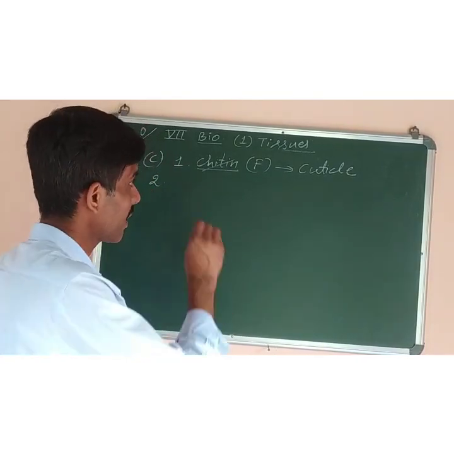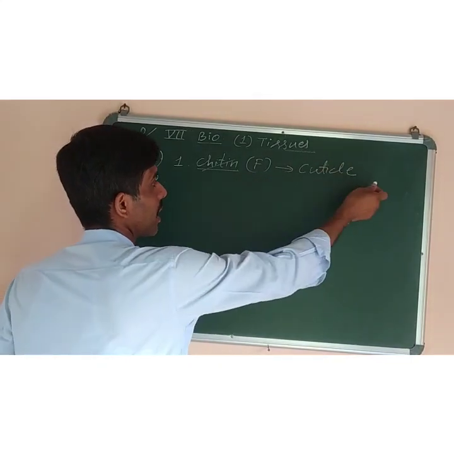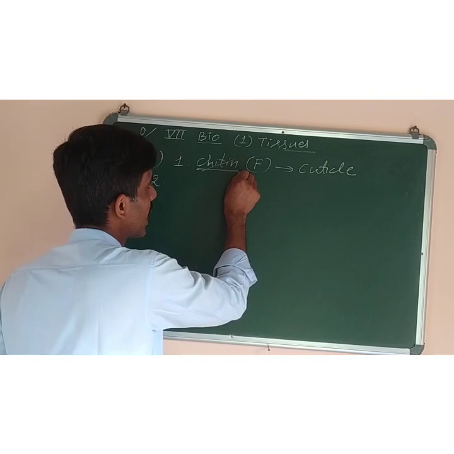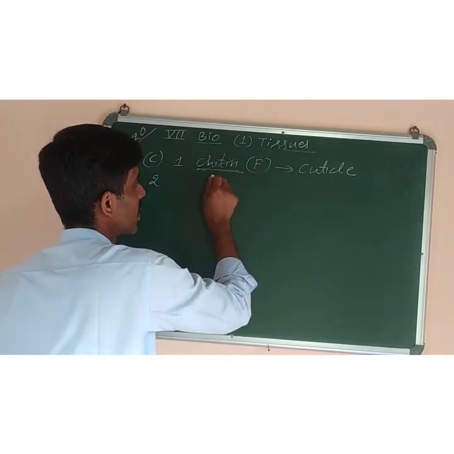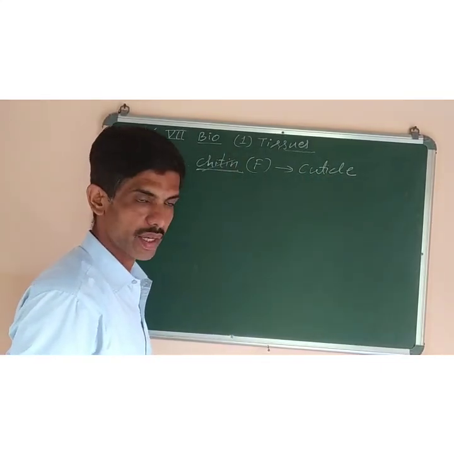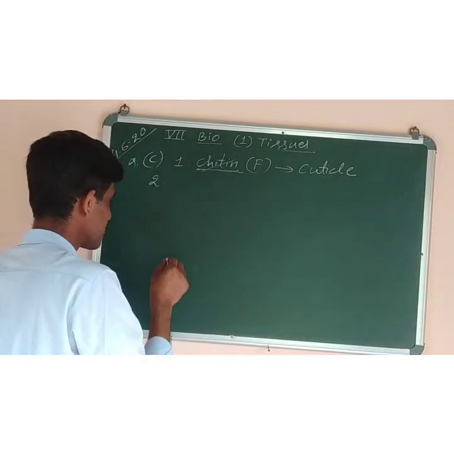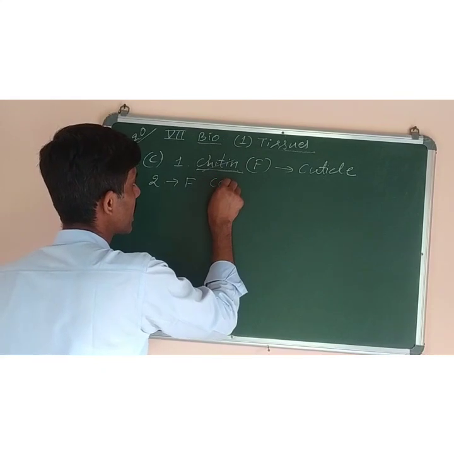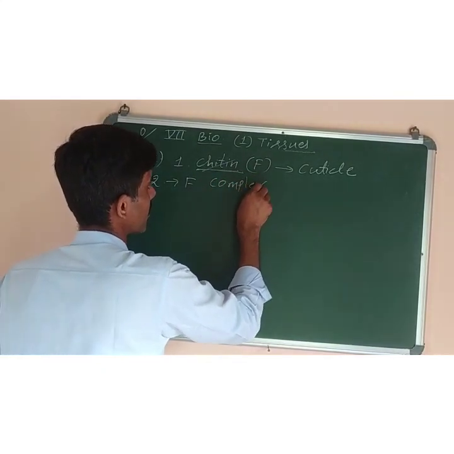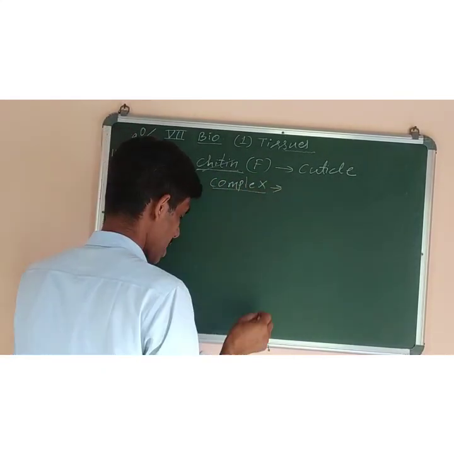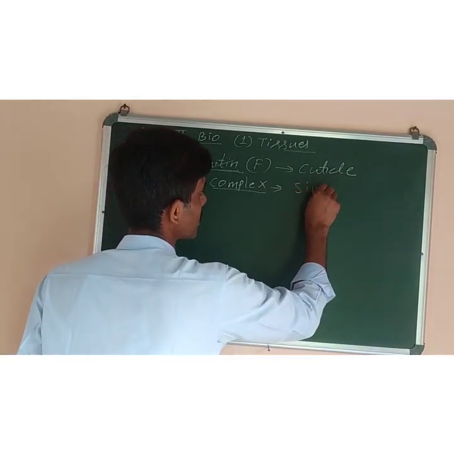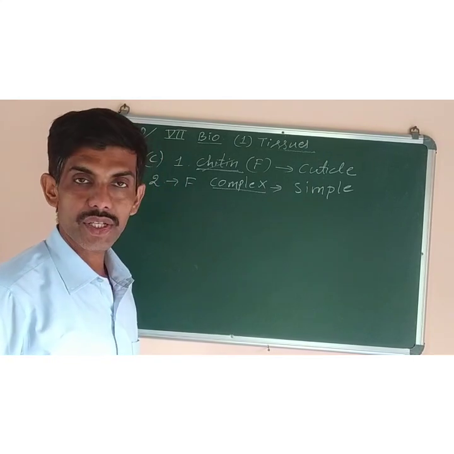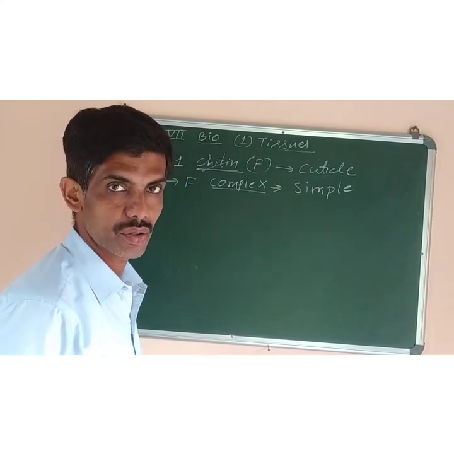Or you can write the sentence below that. After that sentence you can write false, and below the underlined word chitin you can write the correct word, that is cuticle. This way also you can write the answer. Then number 2 is also false, and the word which is underlined is complex. You have to change it into simple tissue. The question is collenchyma and sclerenchyma are complex tissue.